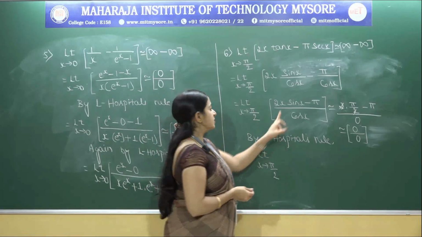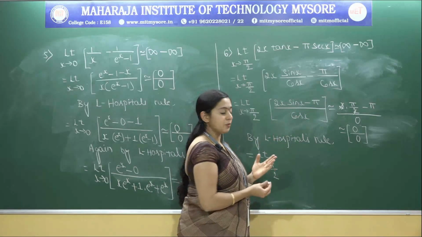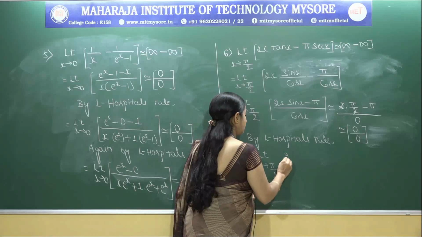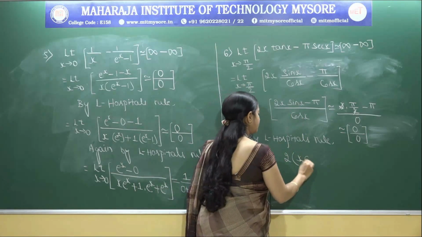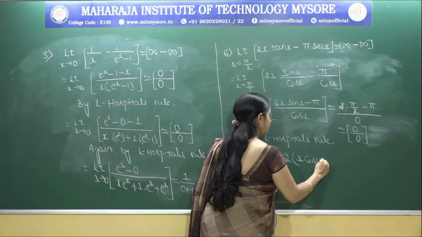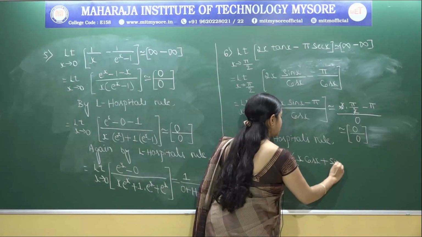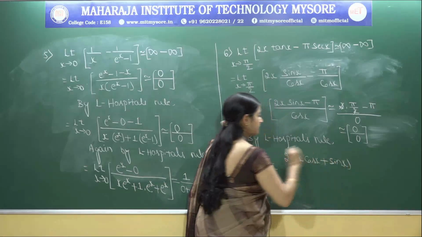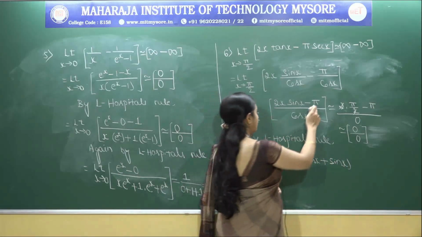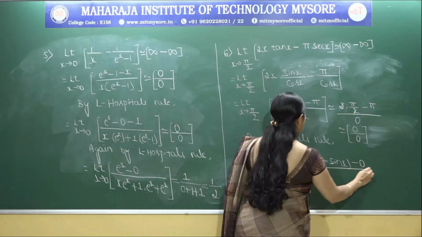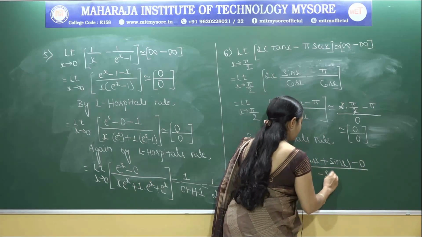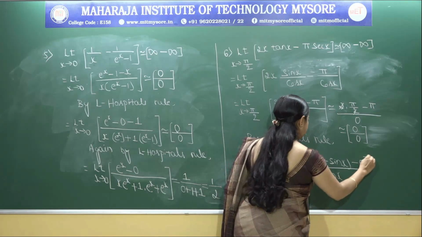So the first one, since you have the x and sin x, apply the product rule by keeping 2 as it is. The first one, keep the x, sin x differentiation cos x, plus x differentiation is 1, you will get the sin x. Second term, pi is constant, the differentiation is 0. Denominator, cos x differentiation, minus sin x.